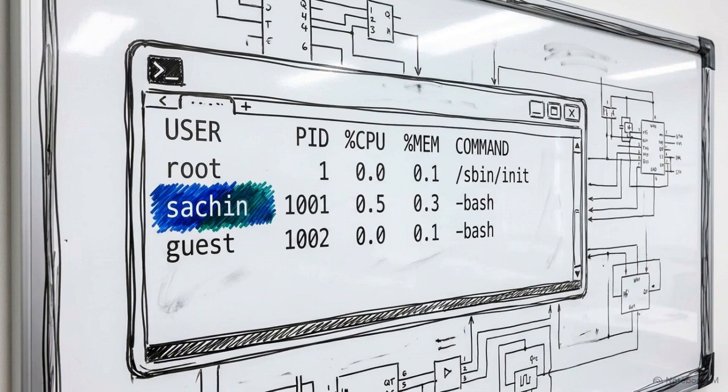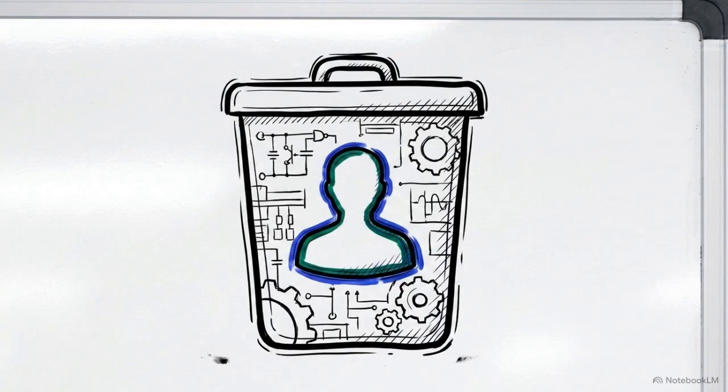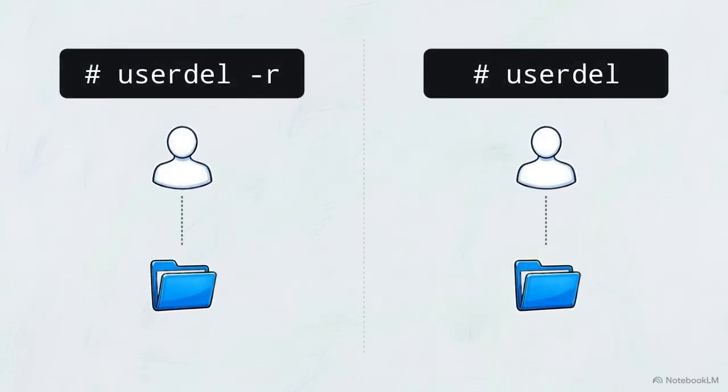Eventually, an account reaches the end of its lifecycle. The command for this is userdel. But you have to pay close attention to the -r flag. This comparison shows the critical difference.